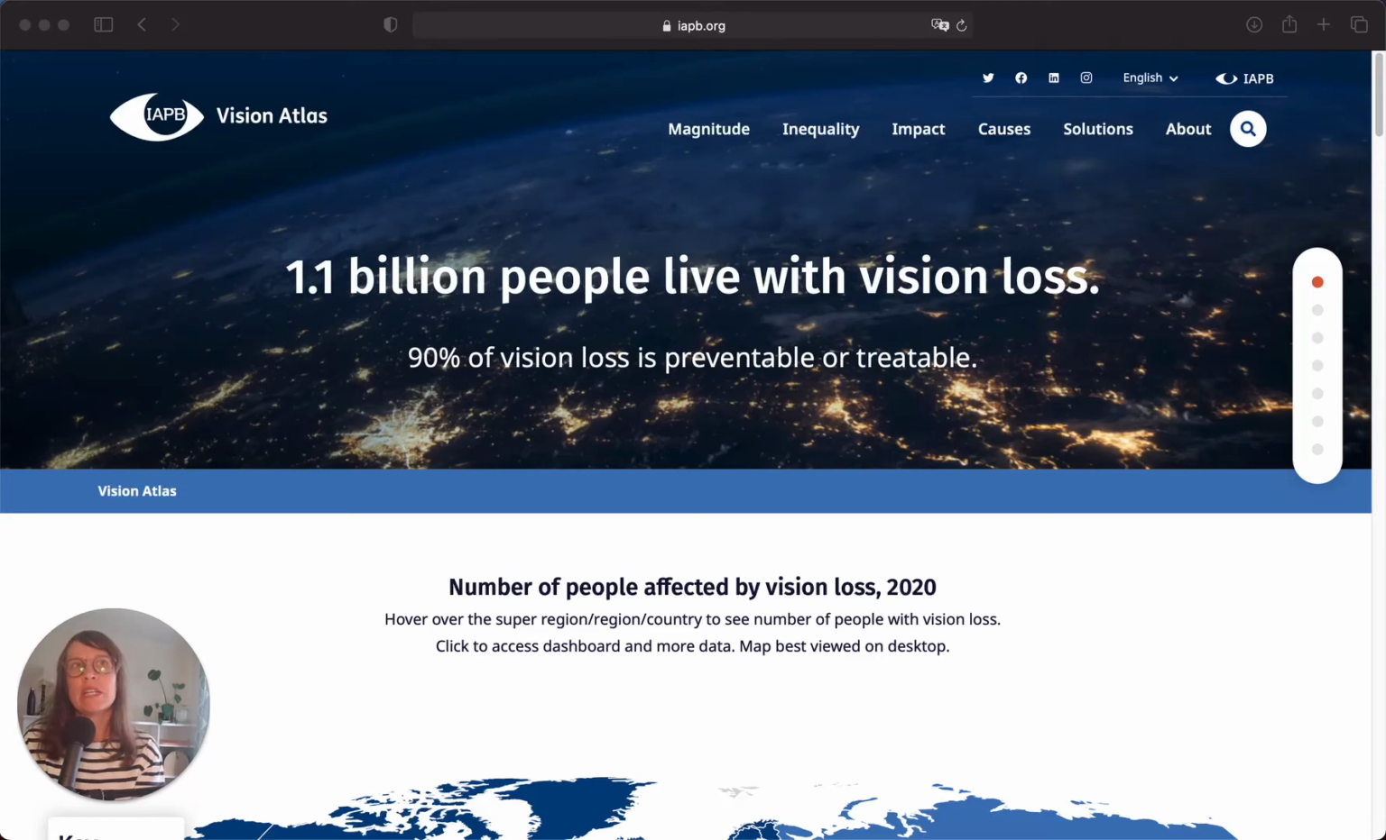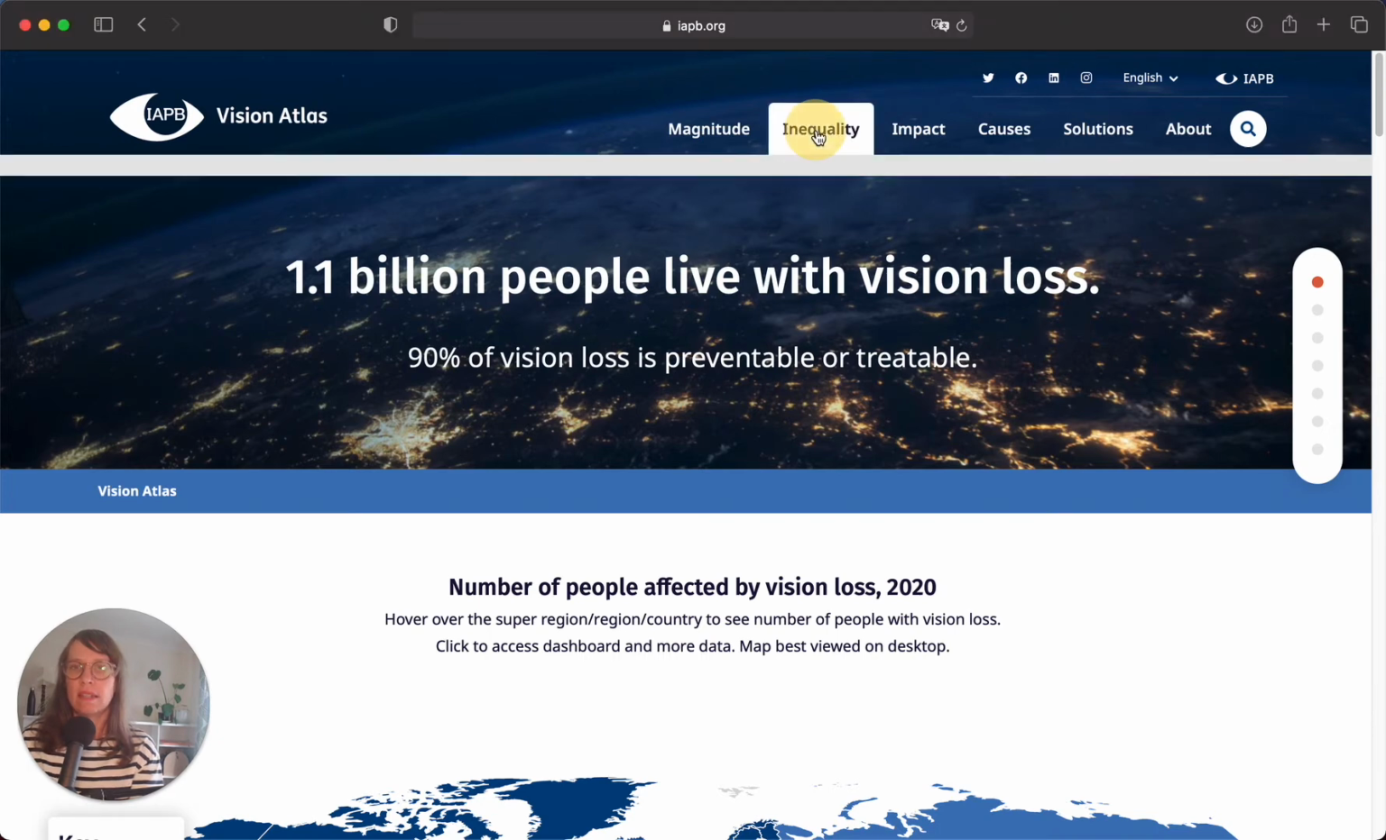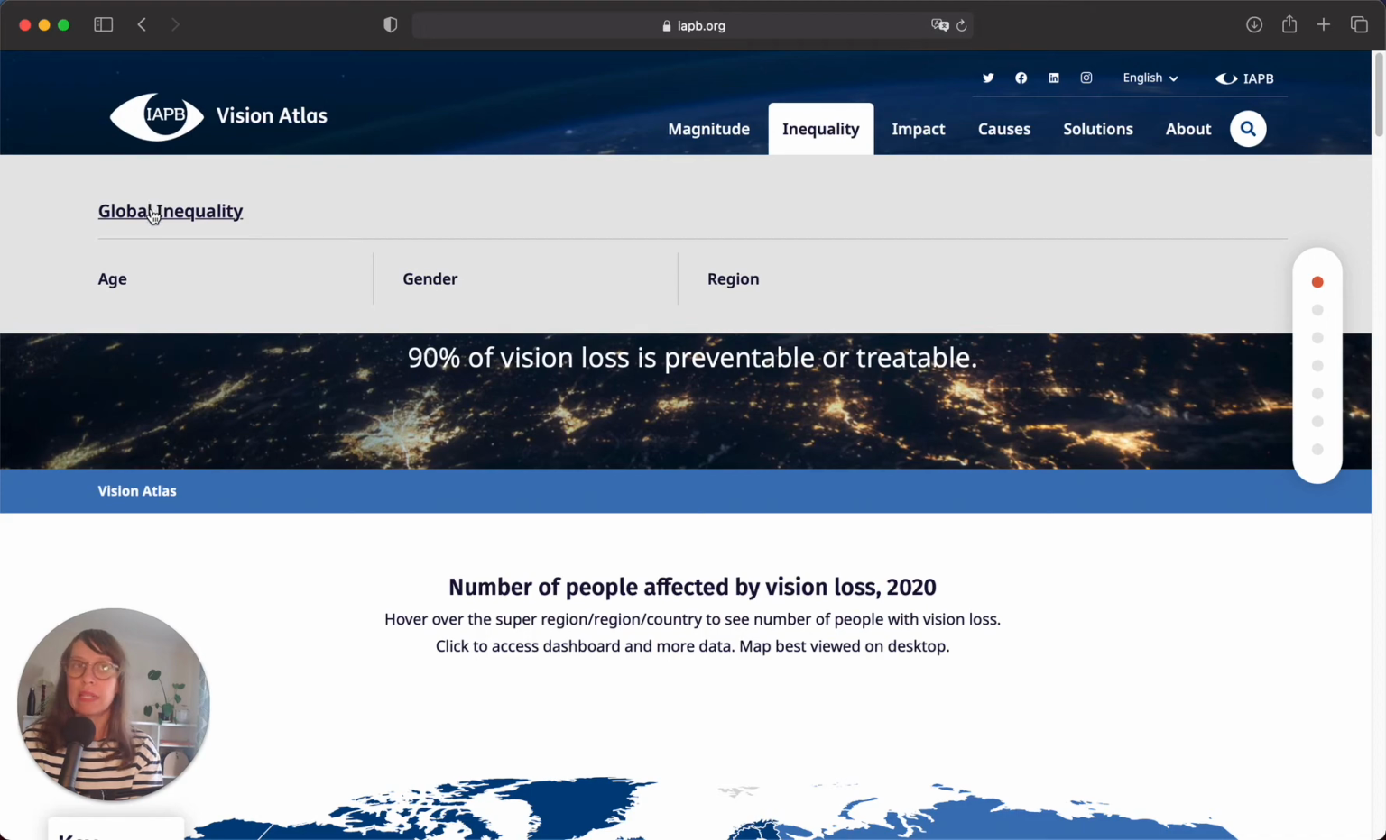Series of videos, we're going to be looking at some of the inequalities that exist in vision loss and explore the data using the IAPB Vision Atlas. So let's look at the Inequality tab on the Vision Atlas site and navigate to Global Inequality.